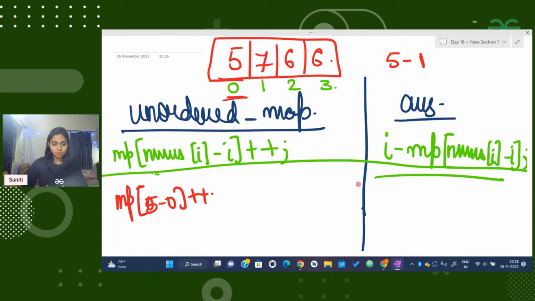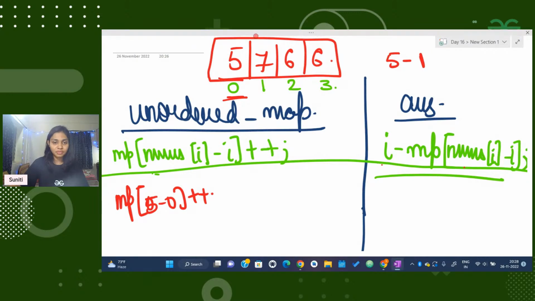So if you do 0 minus 1. All right, so the first thing that we are going to do is I minus MP of nums of I minus I. Initially this MP of nums of I, which is MP at 5, is 0, so the answer will currently have 0, because I is currently 0 and MP of nums of I minus I is 0, so the answer value will remain 0. Okay, and at 5 we have 1 because we have done the increment.